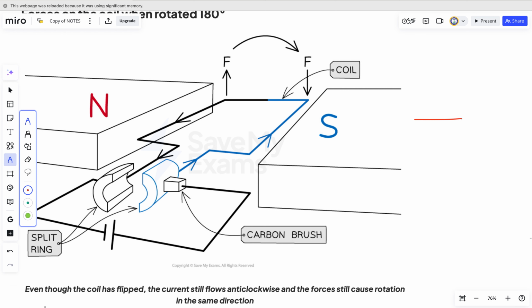So meaning, if I show it in a graph, this is 180 degree rotation. The first one is here. The second one is here. Second half is here.